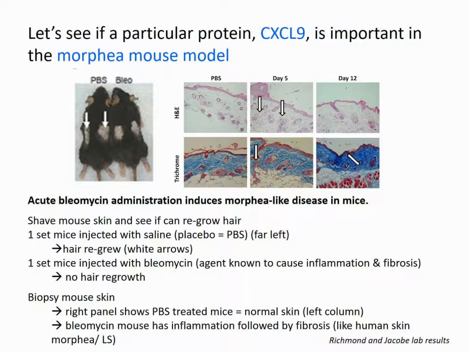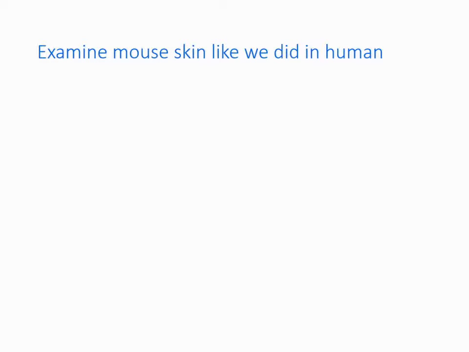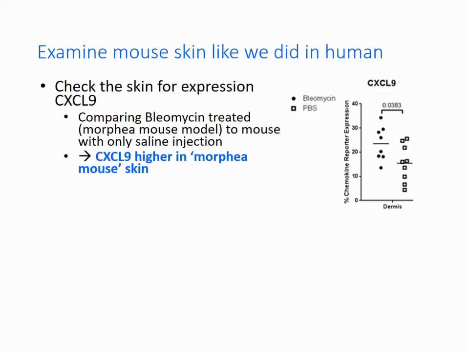Okay, so we have a mouse where, if you biopsy the skin, it looks like morphea or localized scleroderma. So we're like, okay, this is a decent model to use. Now let's see what CXCL9 does, now we're going to play with CXCL9, that protein I talked about. What we did is look in this bleomycin mouse, the mouse whose skin was injected with bleomycin, and we saw the dermis, the skin changes like morphea or localized scleroderma. Well, what is the protein expression?